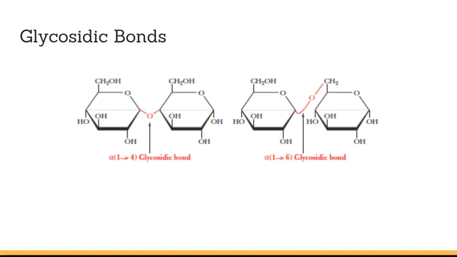A repeat of the alpha 1,4 glycosidic bond is shown on the left of this image. However, glycosidic bonds can form at carbon atoms other than the number 4. Take, for example, this alpha 1,6 glycosidic bond shown to the right.